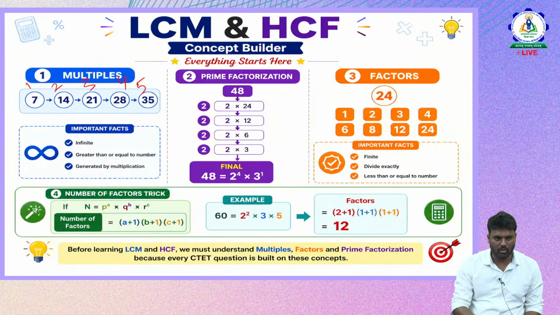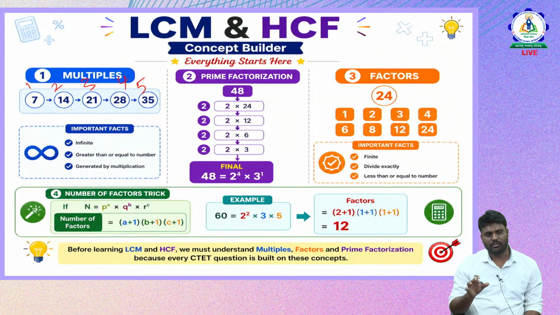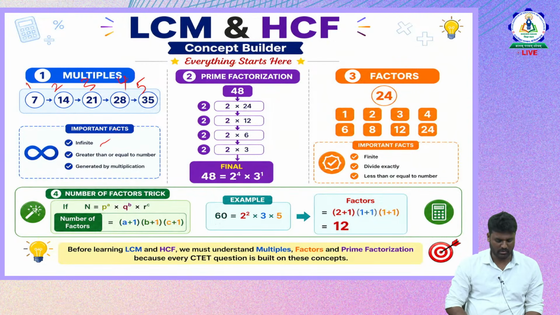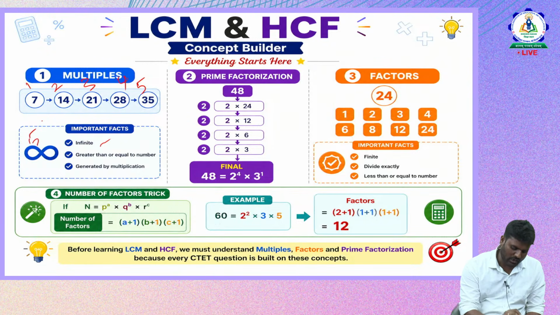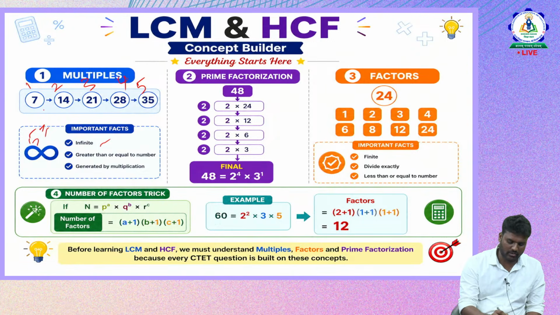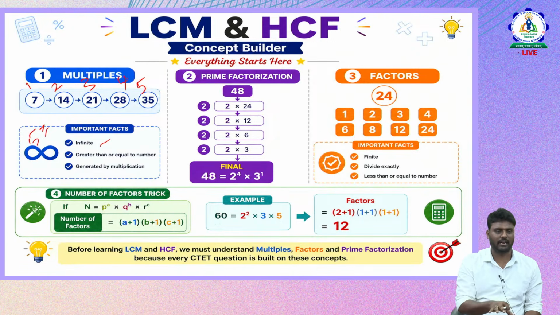These are some of the concepts of multiples we have to remember before solving LCM and HCF. There are some facts we need to remember when applying the concept of multiples. The multiples are infinite; they don't end at one. The multiple is always greater than or equal to that number. Let us take multiples of 5, they are greater than or equal to that number. Similarly, 7, 14, 21, 28, 35 are equal to or greater than 7. These numbers are generated by multiplication of that number.